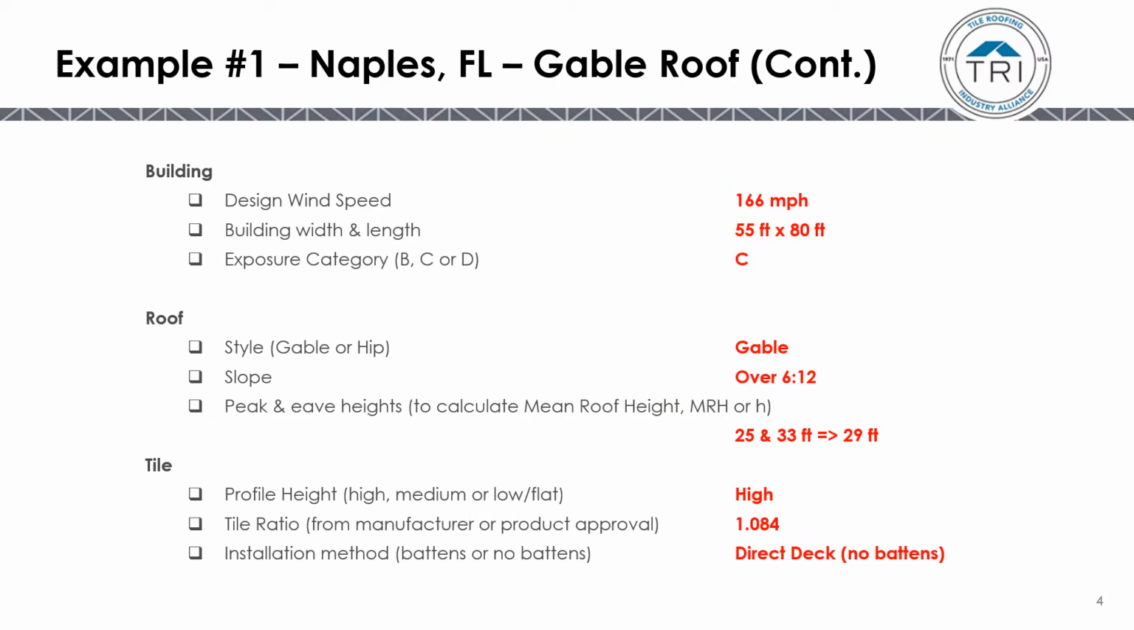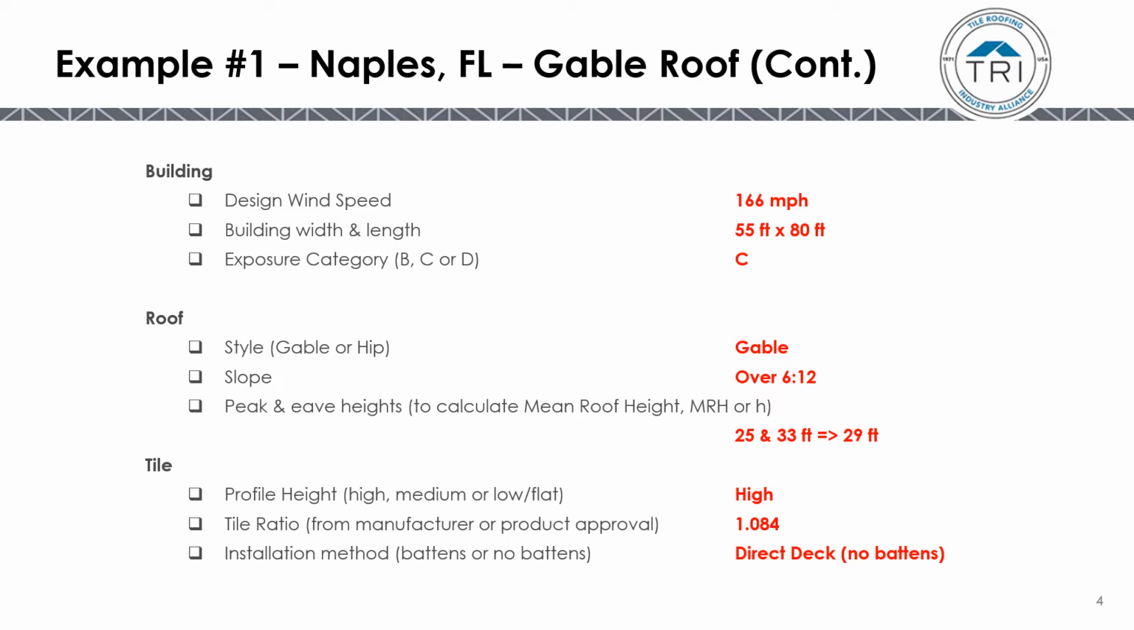Now let's put together all the information that we need for the building, roof, and tile to make the wind uplift calculations. We need the design wind speed. We have the building width and length, exposure category C. The roof style appears to be gable. And let's assume this roof slope is over 6:12. And let's guess the peak and eave heights of 25 and 33 feet. Adding those together and dividing by 2 gives us a value of 29 feet for the mean roof height.